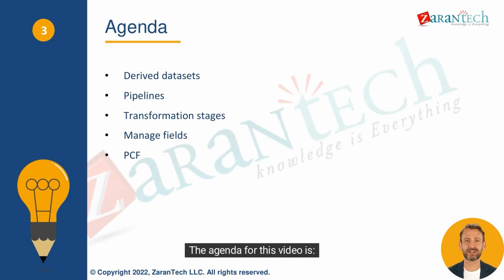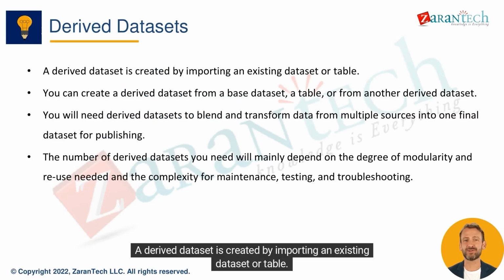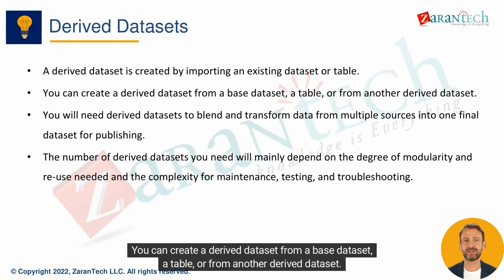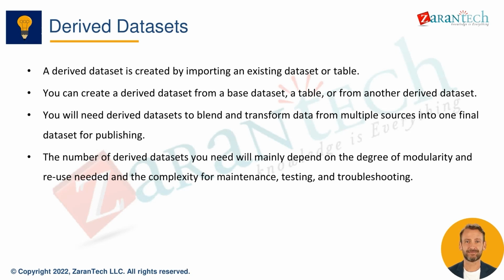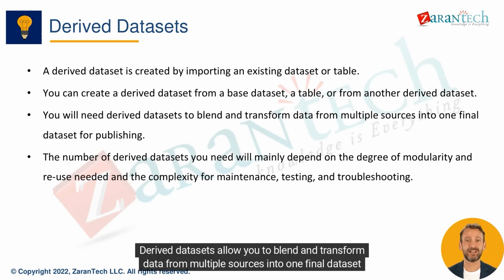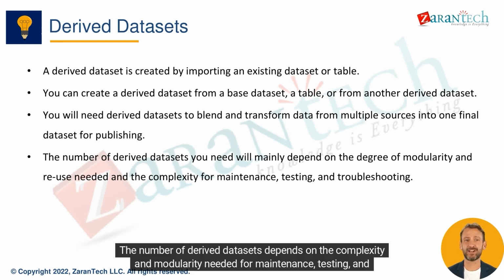The agenda for this video is derived datasets, pipelines, transformation stages, manage fields, Prism calculated fields. A derived dataset is created by importing an existing dataset or table. You can create a derived dataset from a base dataset, a table, or from another derived dataset. Derived datasets allow you to blend and transform data from multiple sources into one final dataset for publishing. The number of derived datasets depends on the complexity and modularity needed for maintenance, testing, and troubleshooting.